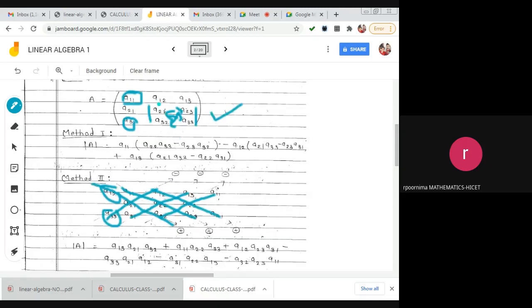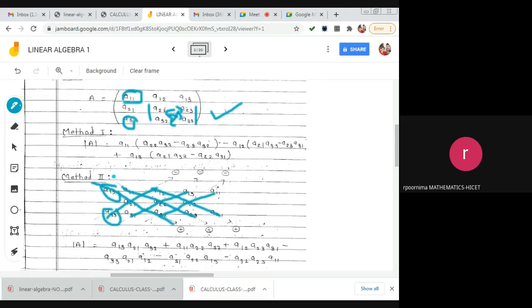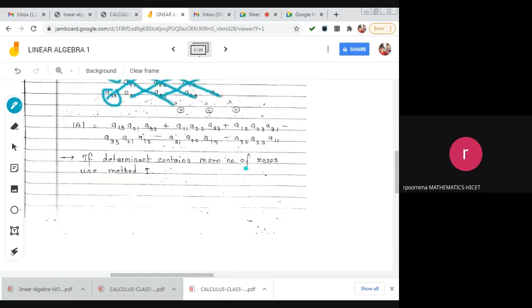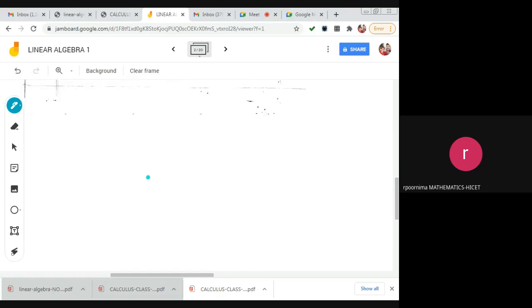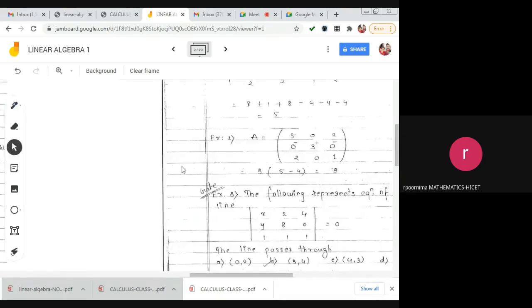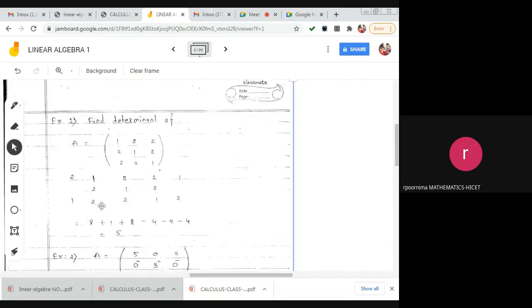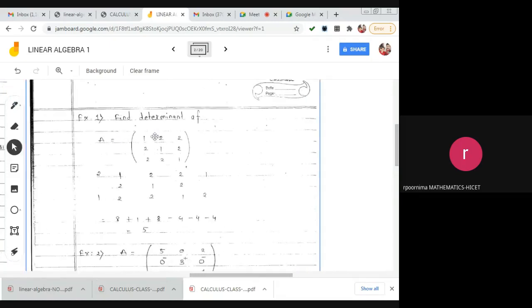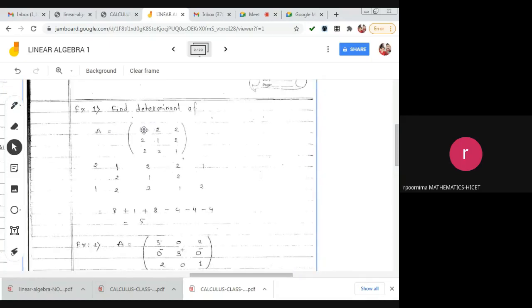So if the matrix is of order 3 by 3, you should follow that method too. If the determinant contains more zeros, then you can use method 1. Next, we are going to see one example for finding the determinant of a 3 by 3 matrix.